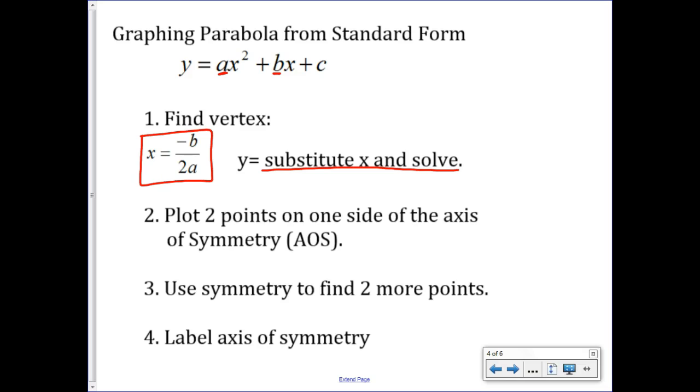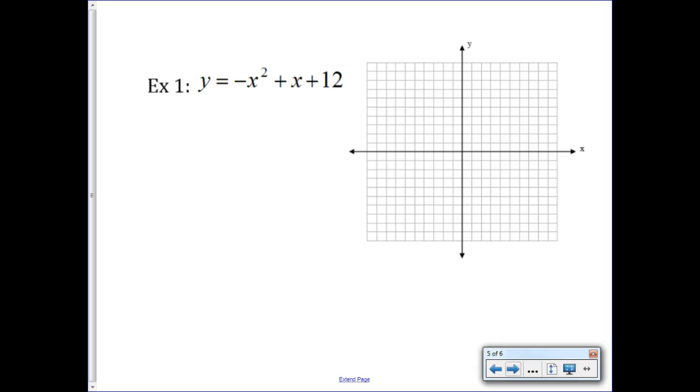Then step 2, plot 2 points on one side of the axis, and then use the axis of symmetry to find 2 more points. So notice, hopefully you noticed in your graphing calculator that it was symmetric on both sides. And then the last step is to label the axis of symmetry. So let's try to graph here.